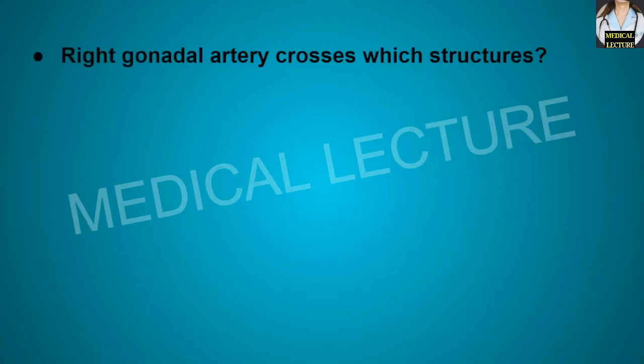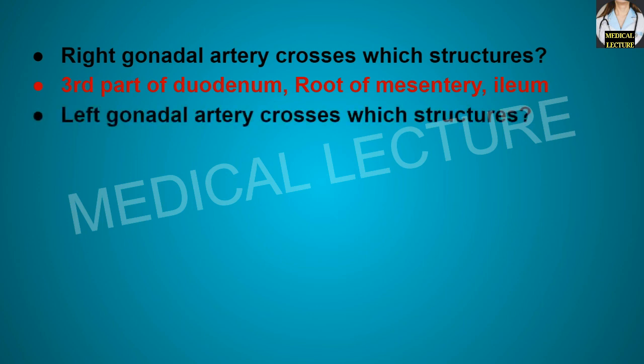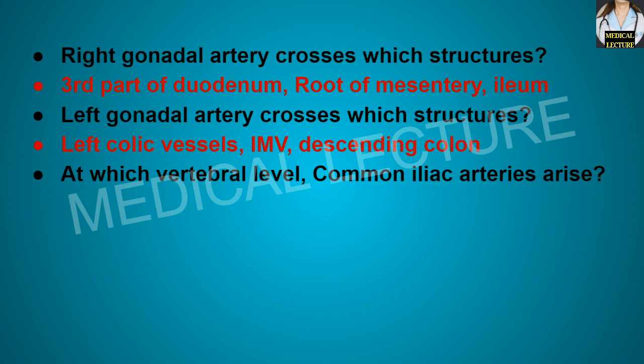The right gonadal artery crosses which structures? It crosses the third part of the duodenum, the root of the mesentery, and also the ileum. The left gonadal artery crosses which structures? It crosses the left colic vessels, inferior mesenteric vein, and the descending colon. At which vertebral level do the common iliac arteries arise? At the L4 vertebral level.